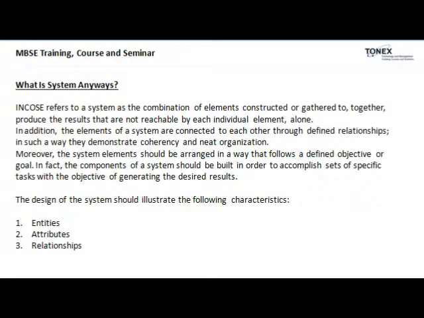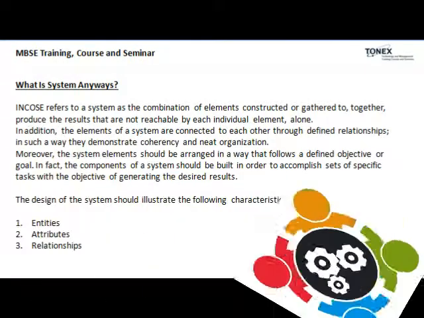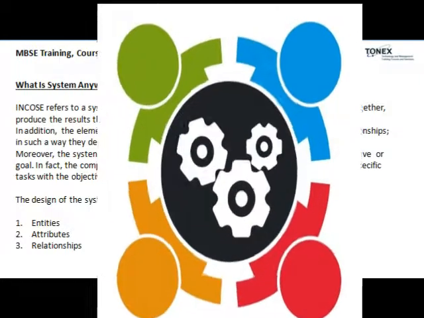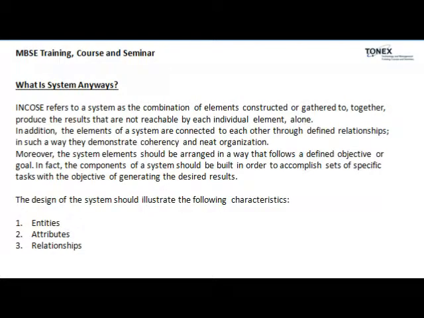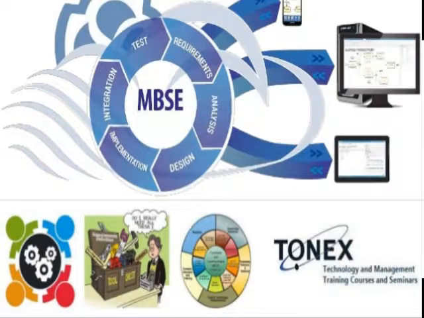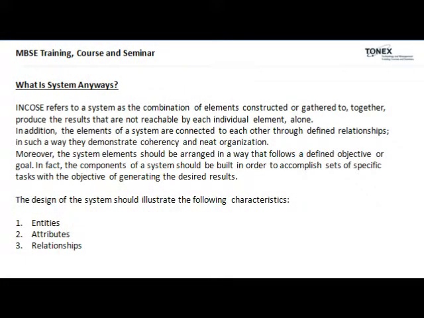What is a system anyways? INCOSE refers to a system as the combination of elements constructed or gathered together, which produce results that are not reachable by each individual element alone. In addition, the elements of a system are connected to each other through defined relationships, in such a way that they demonstrate coherency and neat organization.